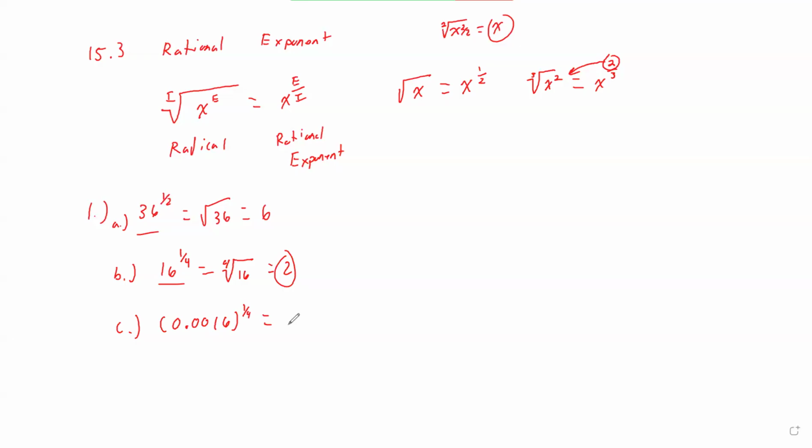All right, so try that one. 0.0016 raised to the 1/4. Yes, because the whole thing is being raised to the 1/4. My rule of thumb, if it's written like that, go ahead and type it like that. But I don't think it's going to matter on this one. I think you could do it without parentheses and still give you the same answer.